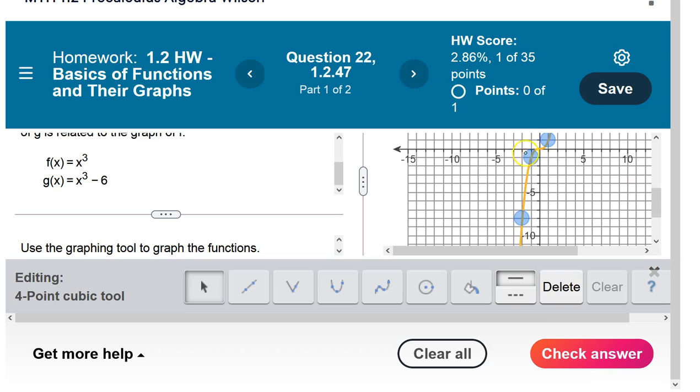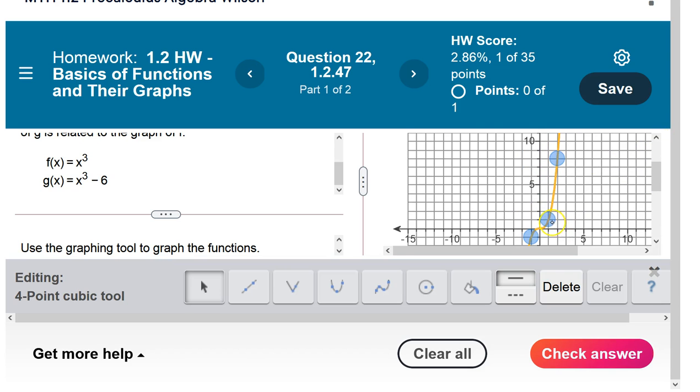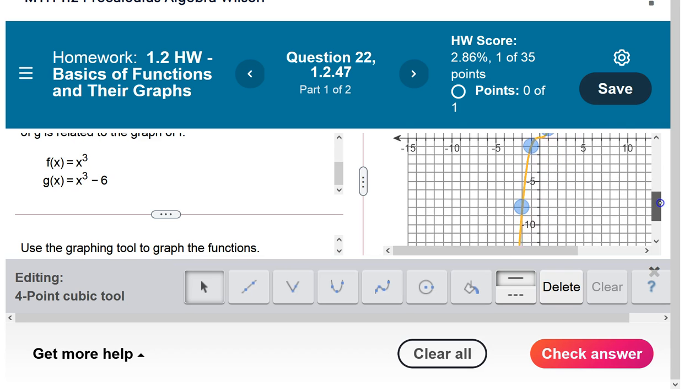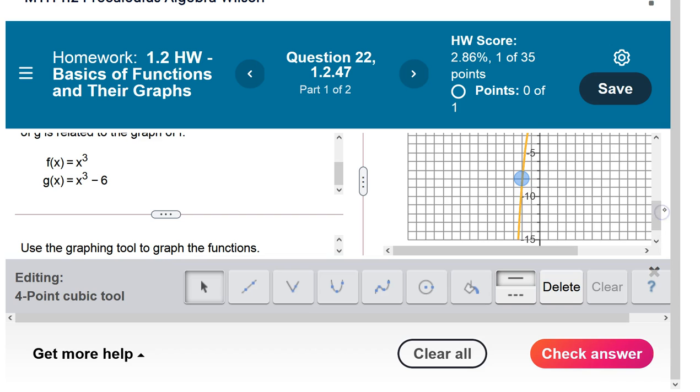I want to be real sure those are right before I move on to the next one. So again, -2, -8, that looks correct. -1, -1, it does go through 0, 0, though I didn't plot that point. And then 1, 1, and then 2, 8. So I feel good about f of x. Now let's do the same thing for g of x.